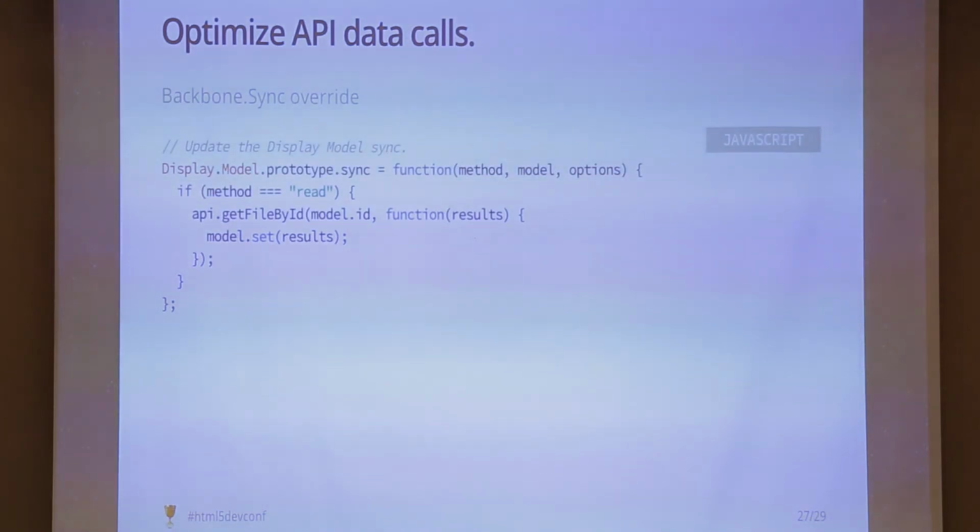Sync can be implemented on specific models and specific collections at that level. So in this case, for my display model, I'm checking, hey, is this a read? Okay, it's a read. Let's go to the API and get the file by the ID that's being provided on this model, and then set the contents directly inside of that model.